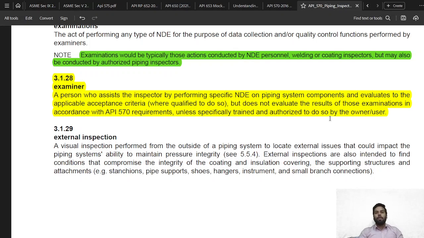Okay. They cannot be called an inspector because inspector is referring to the authorized piping inspector, not the NDT inspector. Okay. The examiner is a person who assists the inspector by performing specific non-destructive examination on piping system components and evaluates to applicable acceptance criteria where qualified to do so. But they do not evaluate the results of those examinations in accordance with API 570 requirements unless specifically trained and authorized to do so by the owner or user. Okay.